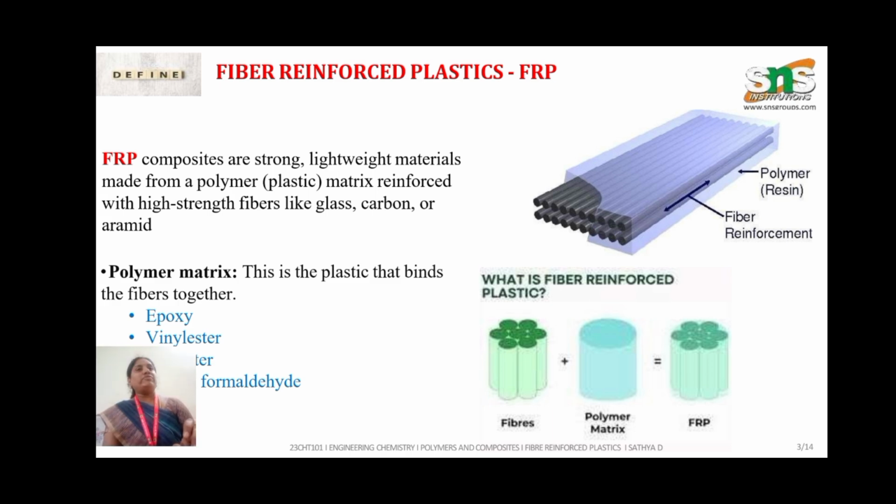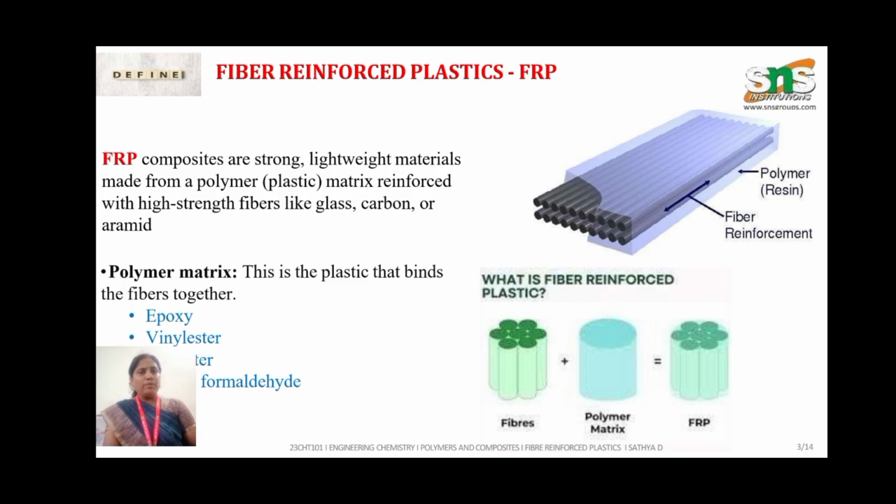The components of FRP are the matrix and the reinforcing fibers, which we discuss now. The matrix is a polyester resin, epoxy resin, or vinyl ester resin. Any one plastic resin we are using here. And reinforcing fibers means glass fibers, carbon fibers, and aramid fibers, like Kevlar.